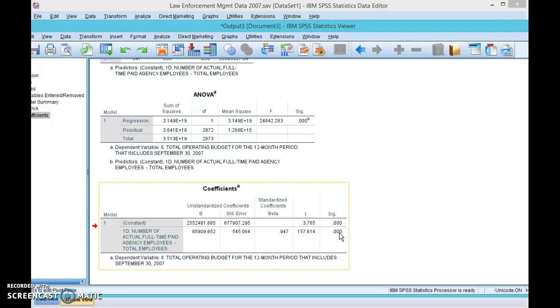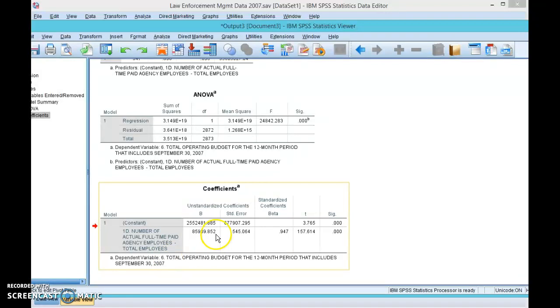So we go, okay, that's all fine and good. We assumed so much. What else can we know? Well, we know that on average, the budgets we're talking about are about $2.5 million. So this constant is Y. It's the total, and it even reminds you what it is. The dependent variable is total operating budget for the 12-month period that includes September 2007. So it's basically their last fiscal year. The average starting point for these organizations is about $2.55 million. That would be what we would predict their budget to be if we knew nothing about them.